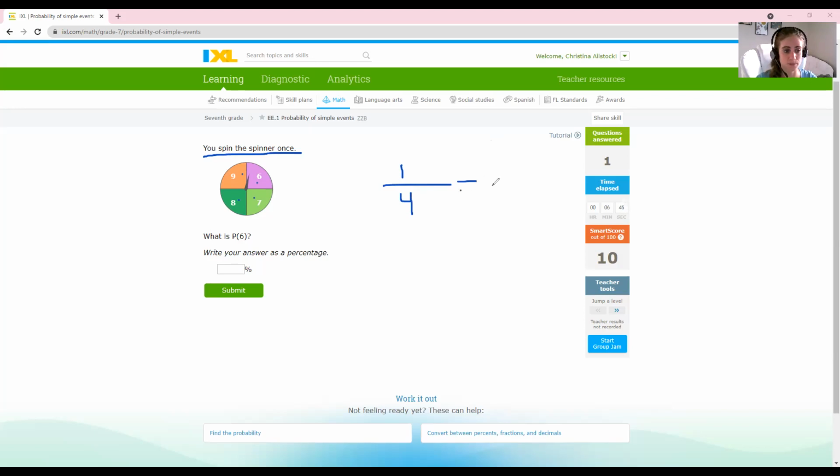1/4 as a decimal is 25 hundredths. 25 hundredths as a percent, we move that decimal over 2 places, is a 25% chance.